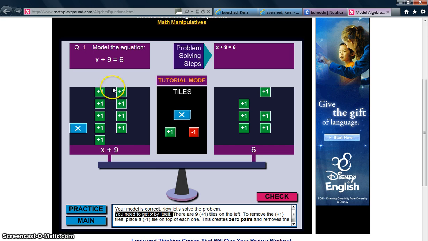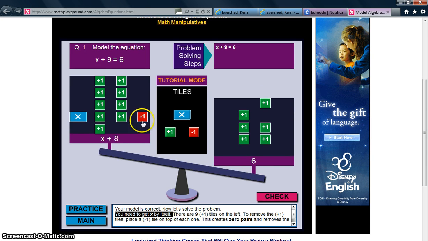So we have 9 tiles. We know that if I put, how do I get rid of them? I cancel them out, and you know zero pairs cancel each other out. So I'm going to put it beside it. If I put it over top, it will disappear, but this time we're going to put it right beside. So now this has gone down to 8, 7, but my scale is unbalanced.